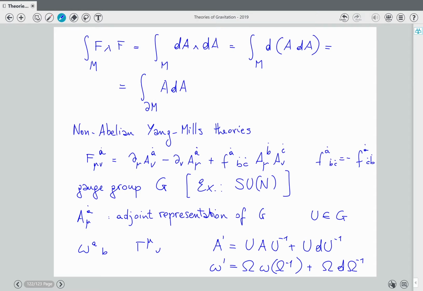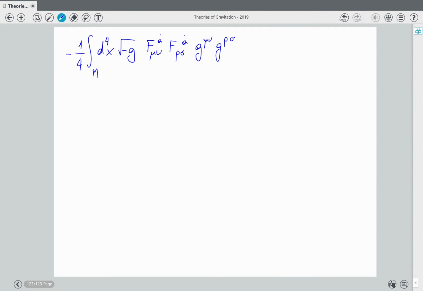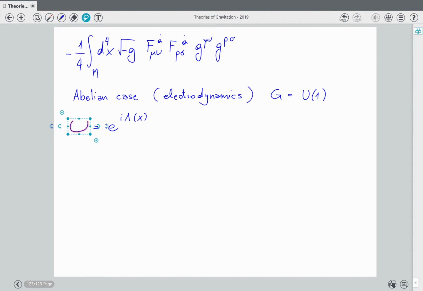Actually, in the abelian case, we can also check what this is. Abelian case means electrodynamics. Electrodynamics is associated with the gauge group U(1). U(1) means phases, which means that these objects U are phases, but they depend on the point.